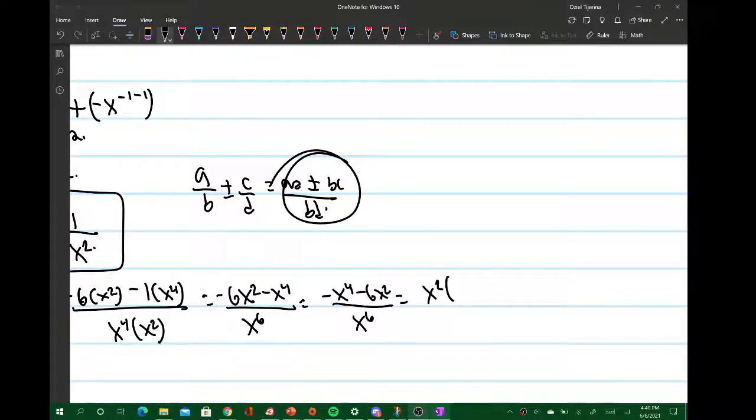So you can say x squared times negative x. Or actually, I'm going to try to do this. Hold on. Or no, actually, I'll just keep it like that. So it's going to be x squared times negative 6, or actually, no, sorry, guys. It would be x squared times negative x squared minus 6 over x to the fourth.